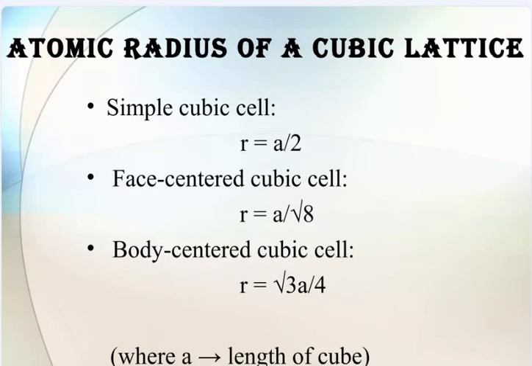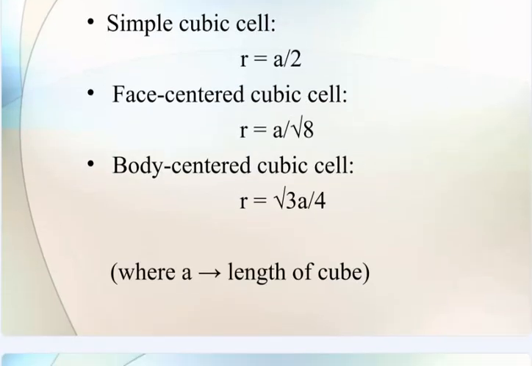So atomic radius of a cubic lattice. For a simple cubic cell, r is equal to a by 2. For a face centered cubic cell, r is equal to a by root 8. For a body centered cubic cell, r is equal to root 3 a by 4. Where a is the length of the cube.